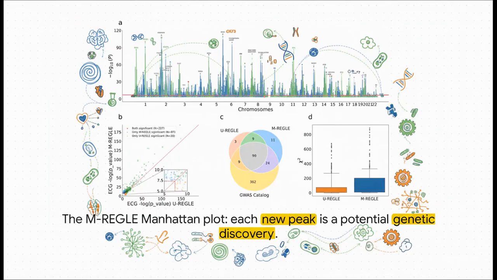And wow, just look at the result. This is a Manhattan plot, and it basically shows us all the genetic discoveries MREGL made when it looked at 12 different heart readings, ECG leads, all at once. Every single one of those giant peaks shooting up past that red line, that's a potential new genetic discovery for heart health. By putting all the data together, it's finding stuff that was just impossible to see before.